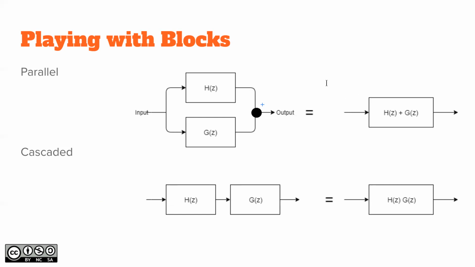Yeah, so not shorting the wires, but adding the wires together. So if we have parallel systems, so one system and another system, and we want to actually combine these systems, then we can represent it simply by one single system which has both system transfer functions added together. Simple operation.